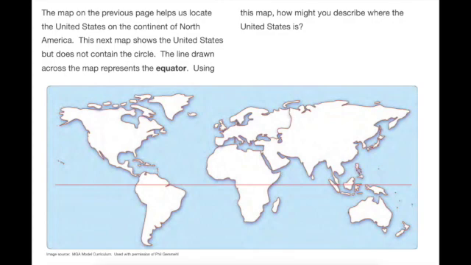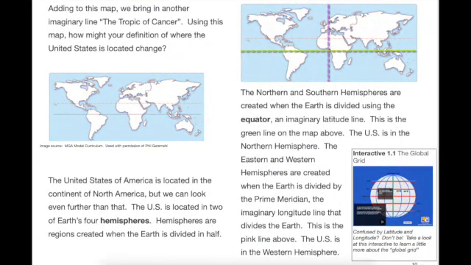This next map shows the United States but does not contain the circle. The line drawn across the map represents the equator. Using this map, how might you describe where the United States is? Adding to this map, we bring in another imaginary line, the Tropic of Cancer. Using this map, how might your definition of where the United States is located change?